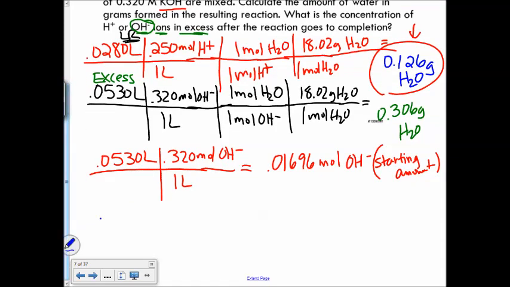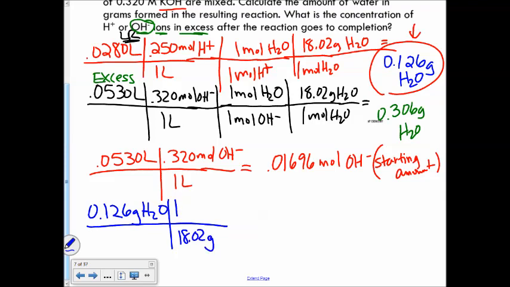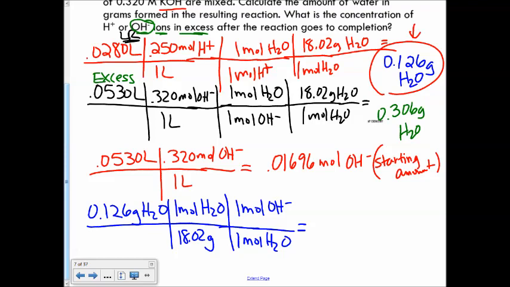We'll take our 0.6 grams water. 18.02 grams equals 1 mole water. And 1 mole water is 1 mole of hydroxide, because everything was 1-to-1, right? This is going to tell me my amount that was used in the water. And that gives us whatever, okay? This is the used amount.